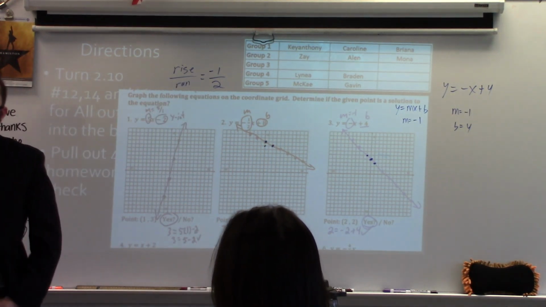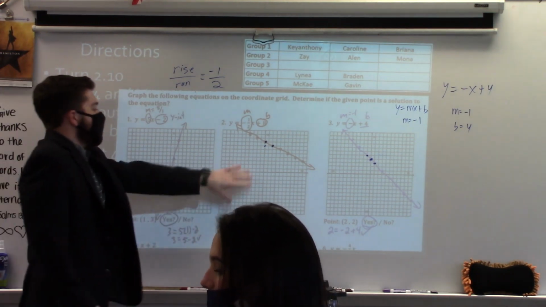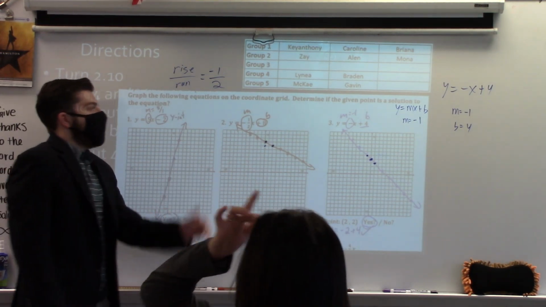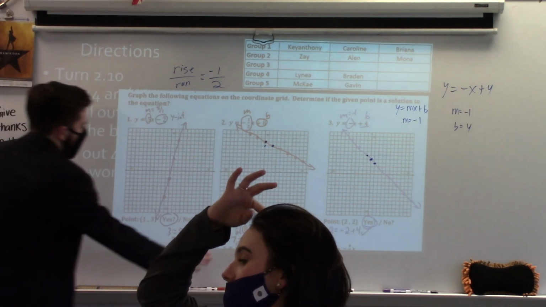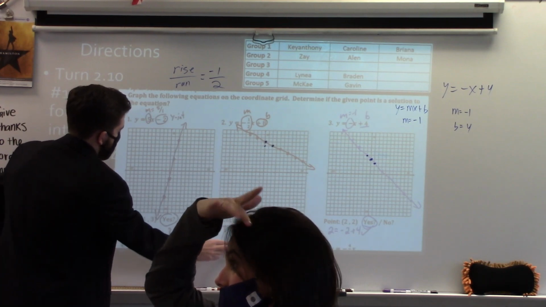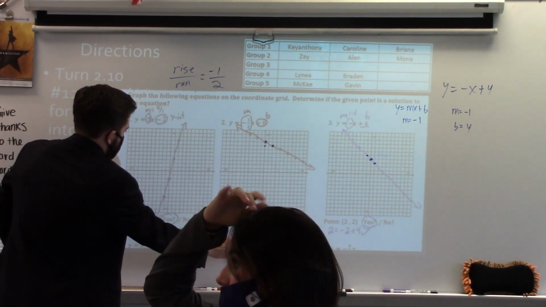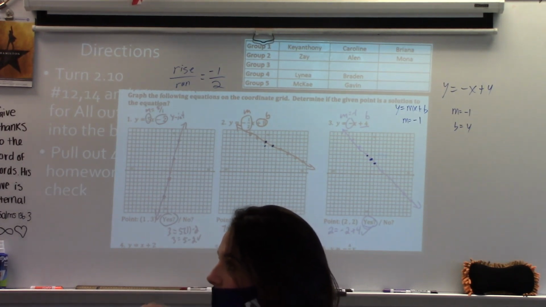No. Now, if you end up in a situation where you're not 100% sure, you can substitute that point into your equation and solve from there to see if it works. Here, Mr. Kenny substituted 7 in for y and 0 in for x, and you got 7 equal to 8, which isn't true. 7 can never equal 8, so we know it's not a solution to that equation.